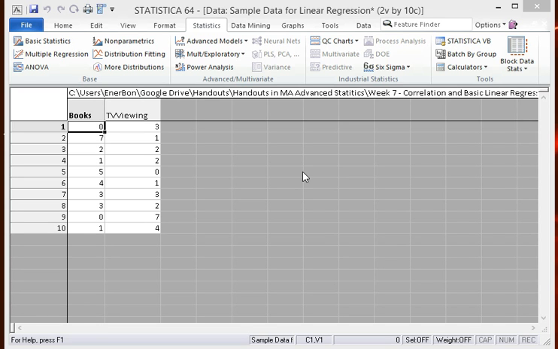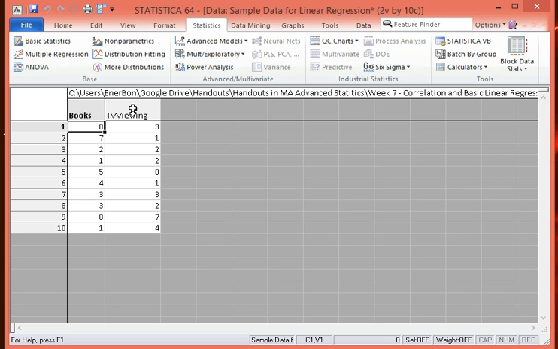So we'll do a simple linear regression analysis on two variables. We have here books, which is specified as the number of books that the individual has read in a year, and the other variable is TV viewing, which is operationalized as the number of hours that the individual watches television in a day.